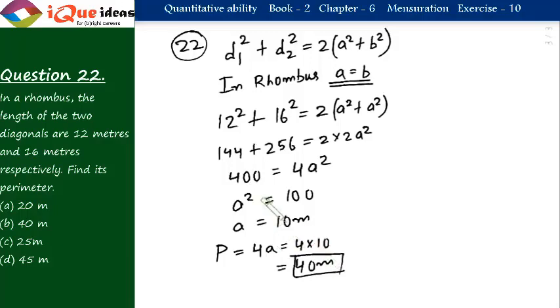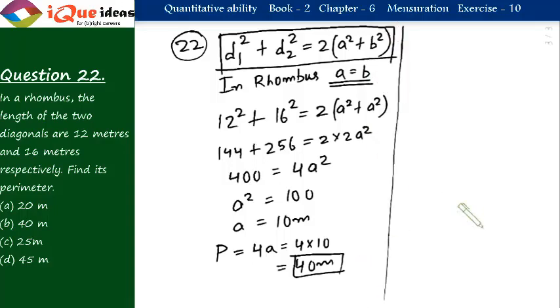But again, the most important thing was this: for all parallelograms, D1 square plus D2 square should be equal to 2 times A square plus B square. And for rhombus, A would be equal to B. Right? Rhombus is also a parallelogram. Okay, so we could apply the same formula. So perimeter is 40 meter.